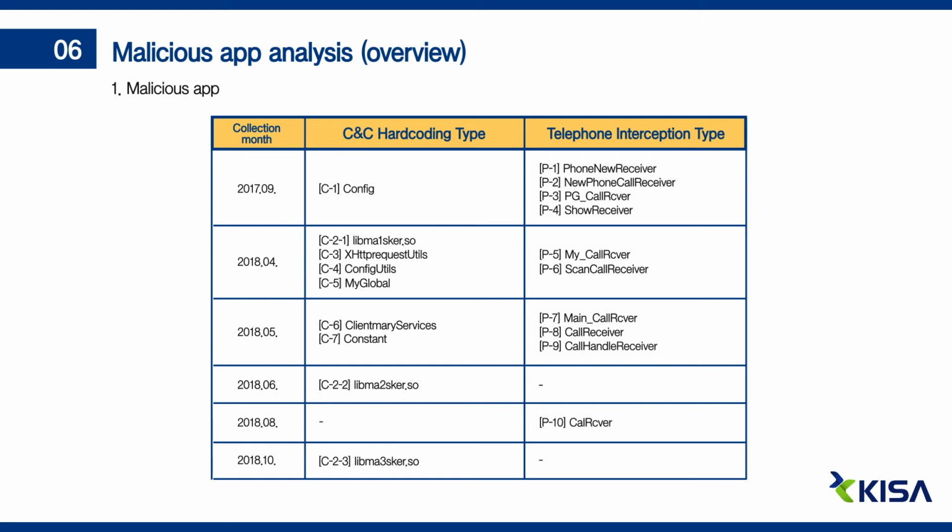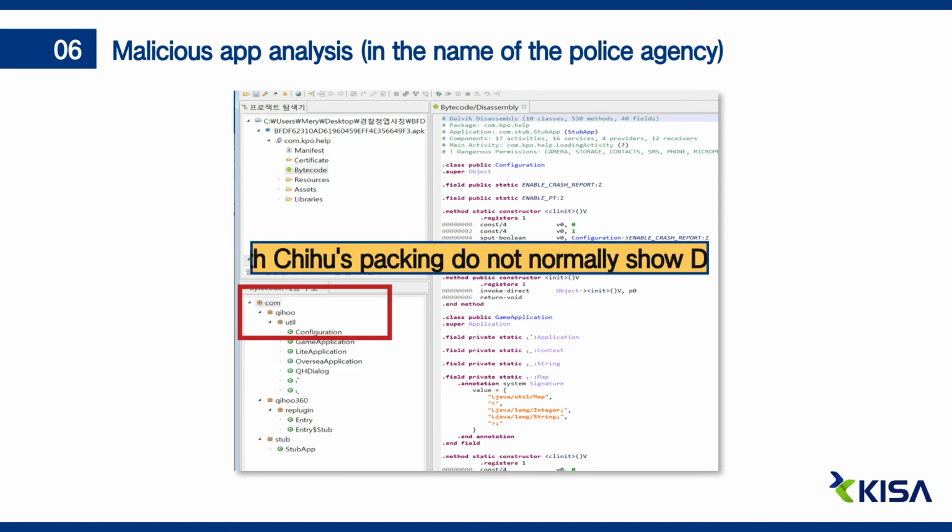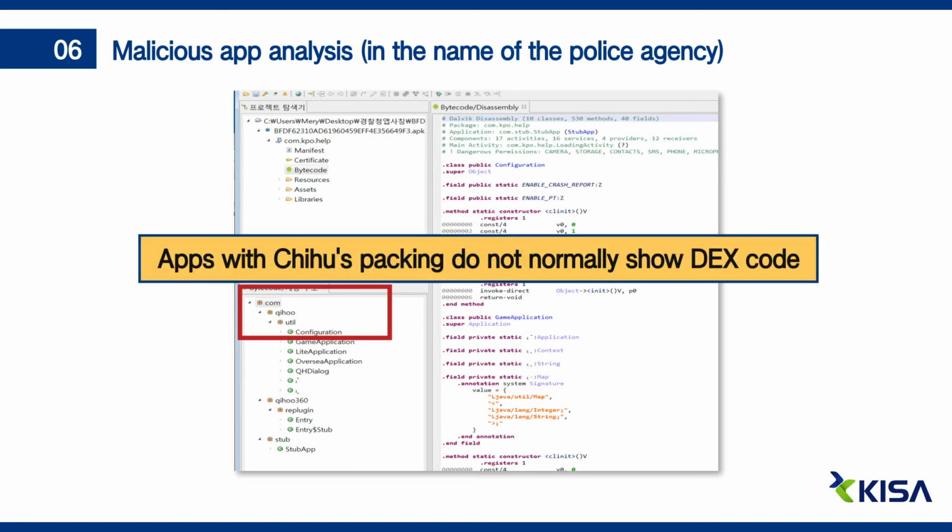As shown in the slide, KeySec classifies the CNC hard-coding types into 9 types and the telephone intercept code types into 10 types based on the class name. This slide shows an example of a malicious app which is packaged by QIHU. When you upload it to the JEB Dynamic Debugging tool, you can see that the app is not analyzed because the DEX code is hidden. If the DEX code is hidden, this app should be processed through unpackers.